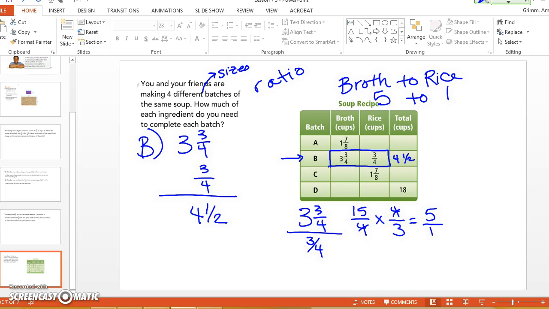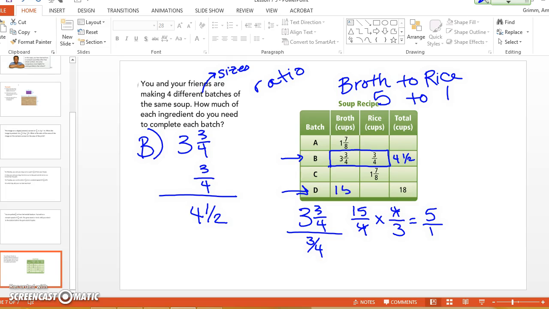Which means now I want you to go to D and do this mentally. How much broth and how much rice would we need? Because that's going to help us with the other ones. You heard someone say it. Where'd that come from? 15 and 3.